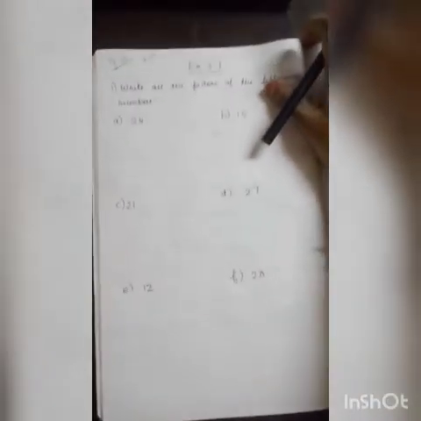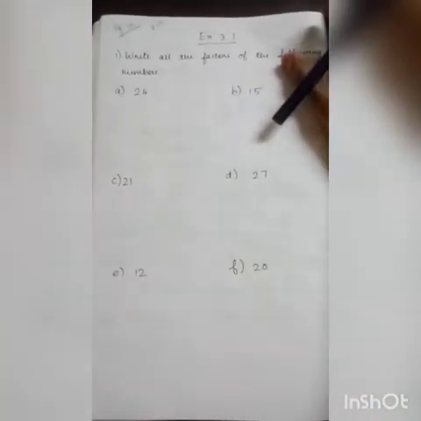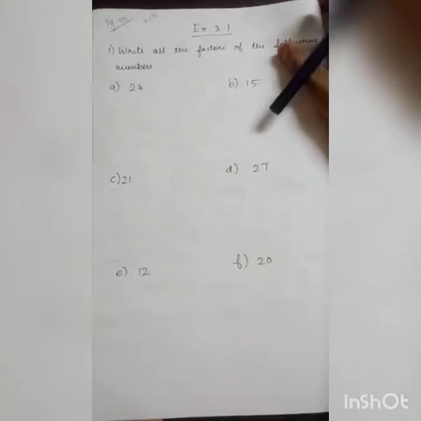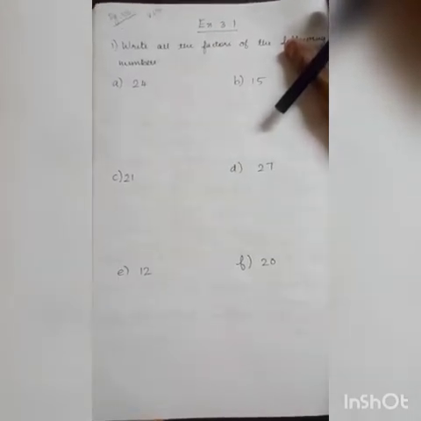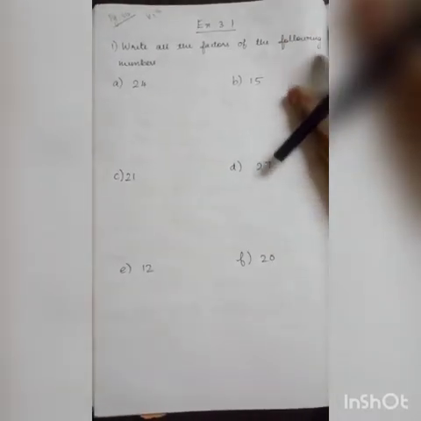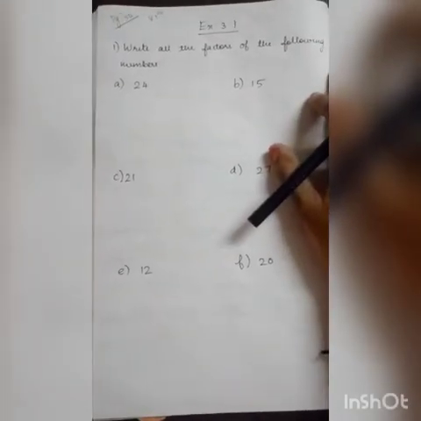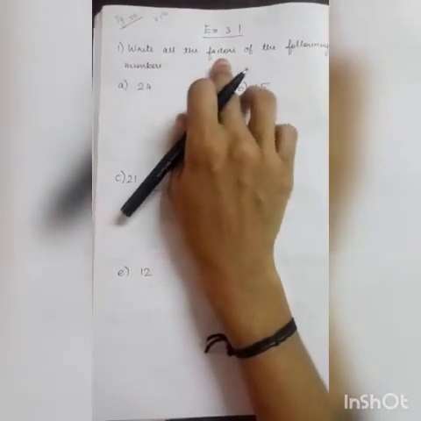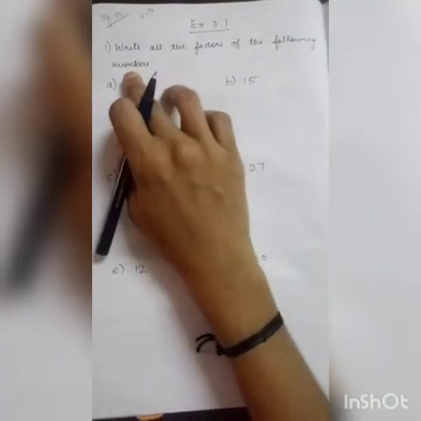Today we are going to discuss exercise 3.1. You can take page number 50 in your NCERT textbook. Okay, what is the first question in exercise 3.1? Write all the factors of the following numbers.